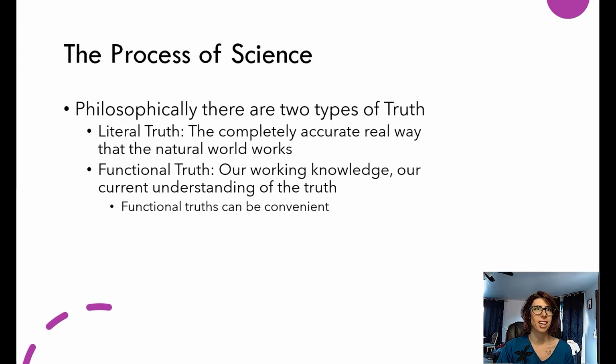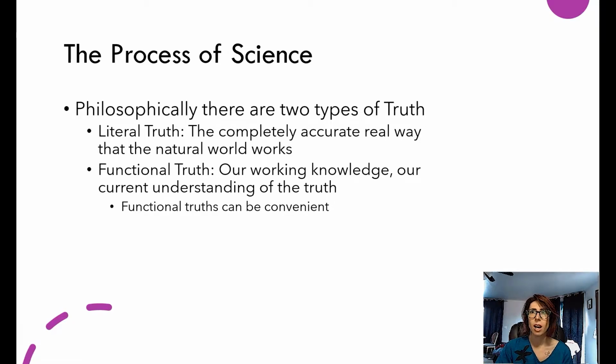For example, first of all, functional truths can be convenient. Why would we believe in a functional truth? Sometimes we might operate under a functional truth because it's convenient, such as the example of using Newtonian physics in many engineering projects. Newtonian physics, we now know, is imperfect. The equations that arise out of Newtonian physics are not perfect descriptions of how the universe works. Newtonian physics has been replaced by Einstein's theory of relativity. But Newtonian physics are still used by many engineers for certain kinds of projects.